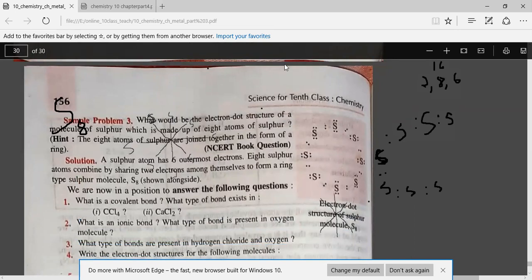What is a covalent bond? What types of bonds exist in CCl4 and CaCl2? So what is a covalent bond, and what type of bond exists in carbon tetrachloride, and the calcium chloride?